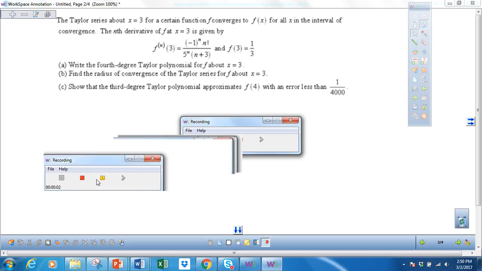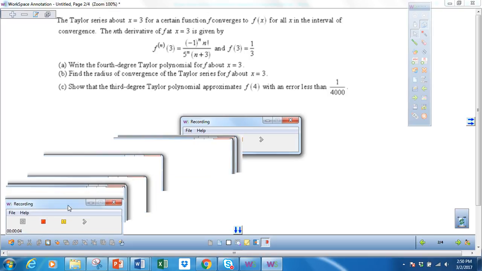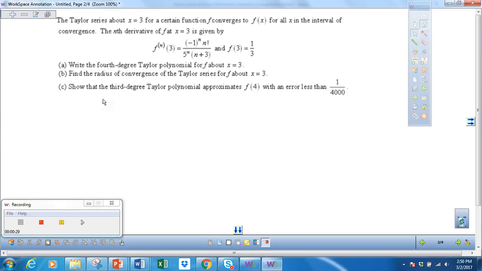Okay, in this video we're going to do some examples with both Lagrange and alternating series error. This first problem is in your notes, if you have me for a teacher. What we're going to do, they give you the formula for the derivative of your function, and then they want you to write the fourth degree polynomial. So basically, this is your derivative, the formula for your derivative.